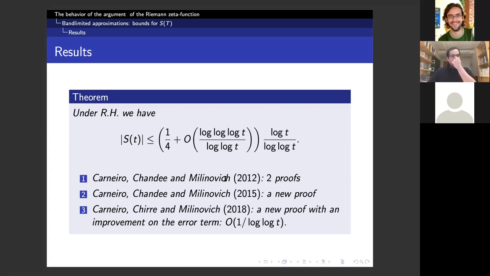Really, in 2012, Carneiro, Chandee and Milinovich gave two proofs of these results in this form, where this error term has this form. Later, in 2015, Carneiro, Chandee and Milinovich gave a new proof of these results. And finally, with Carneiro and Milinovich, we give a new proof of this result again, 1/4, but we give an improvement in this error term with the form 1/log t.